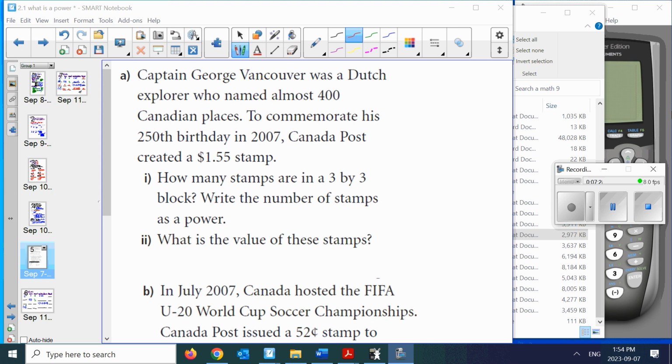George Vancouver, Dutch explorer. They commemorated his 250th birthday. Poor guy's dead, I think. Fun birthday present. Jeez. If you're going to give me a birthday present, do it before I die. Don't wait till I'm 250 years and under the dirt. Anyway, they created a $1.55 stamp. How many stamps are in a 3x3 block? Write the number of stamps as a power.